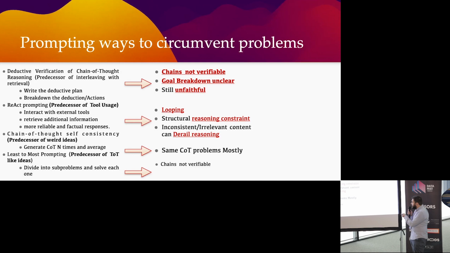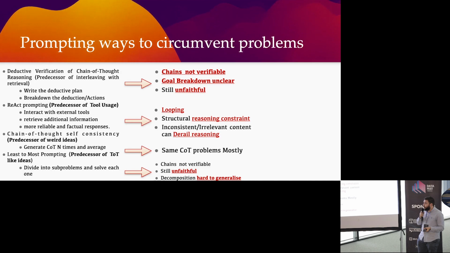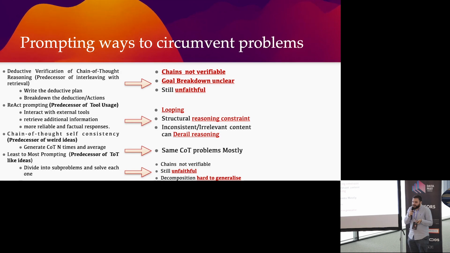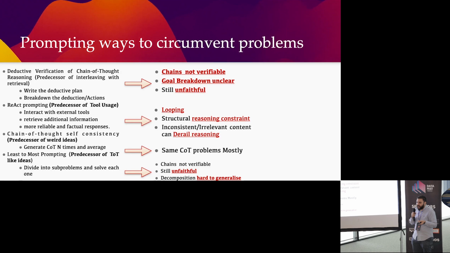First of all, the chains are still not verifiable. Even if we try to deductively ask the LLM, 'are you thinking correctly?', we still don't have a formal verification process that can deterministically say, yeah, this sub-goal was solved correctly. That is very bad, because we just rely on the LLM to intrinsically know when it's correct, and in a lot of cases we've been shown that that's not really true.